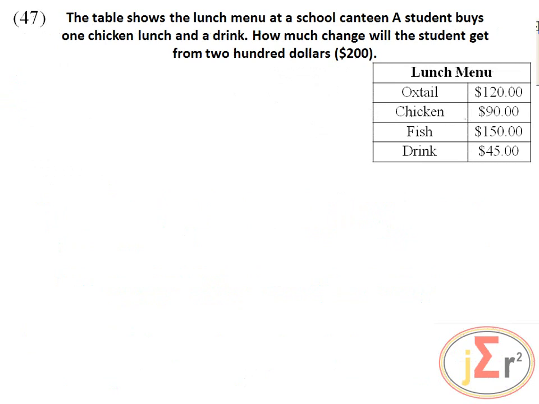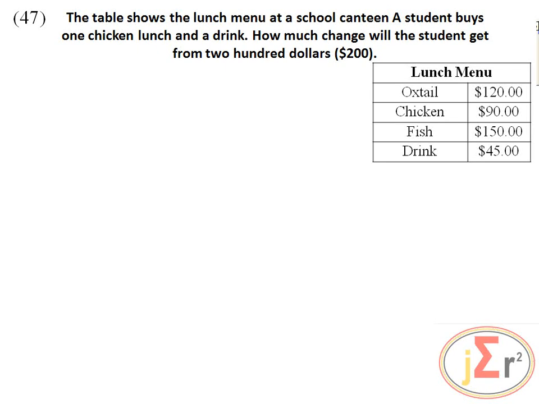The table shows the lunch menu at a school canteen. A student buys 1 chicken lunch and a drink. How much change will the student get from $200?